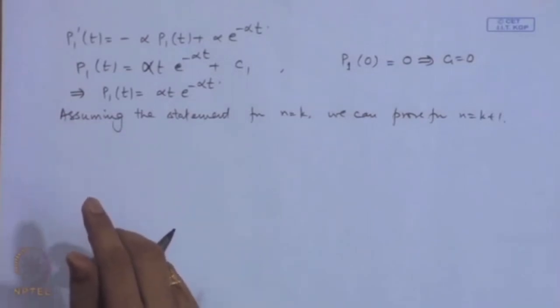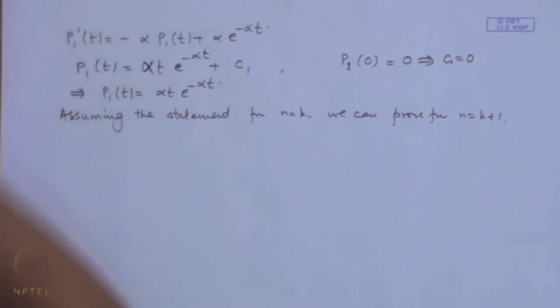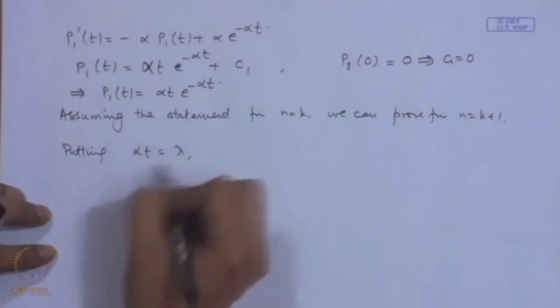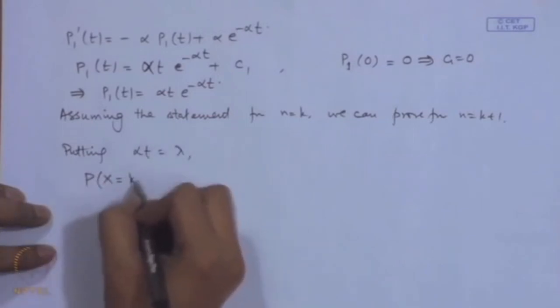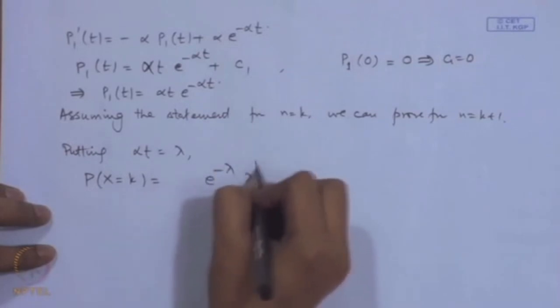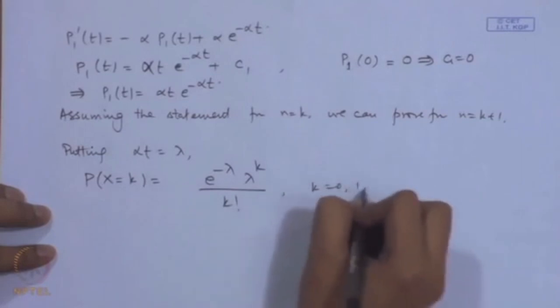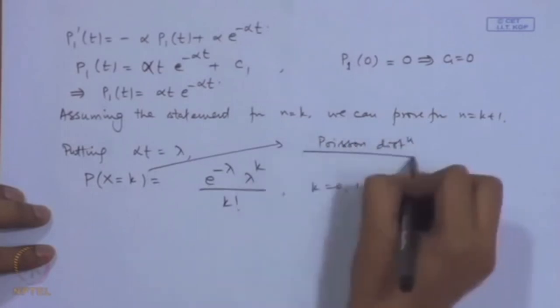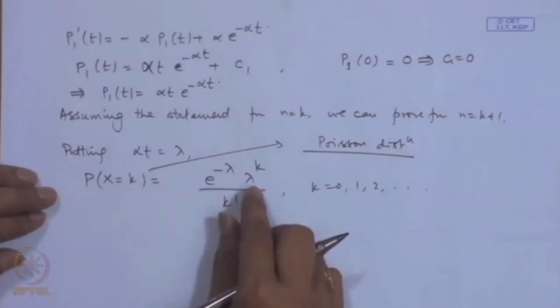Now, in practice generally what we do, we can substitute this alpha t as some lambda and we can write down the expression for the distribution. Putting alpha t is equal to lambda, we write the distribution: probability X equal to k is equal to e to the power minus lambda, lambda to the power k by k factorial for k equal to 0, 1, 2 and so on. Popularly, this is known as the Poisson distribution, that is the distribution of the number of occurrences in a Poisson process, and when we are considering the interval of length t and we multiply alpha into t, that gives the value lambda. So, this is called the Poisson distribution.